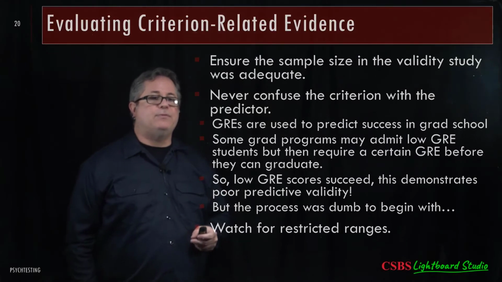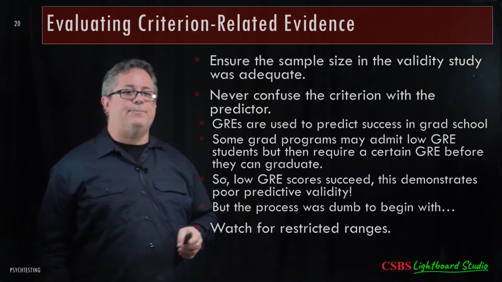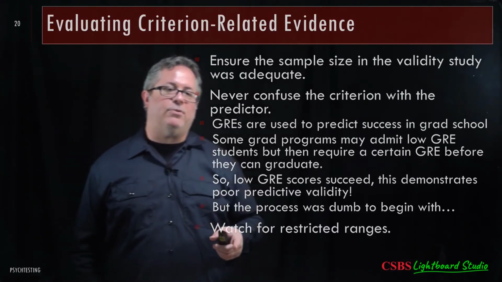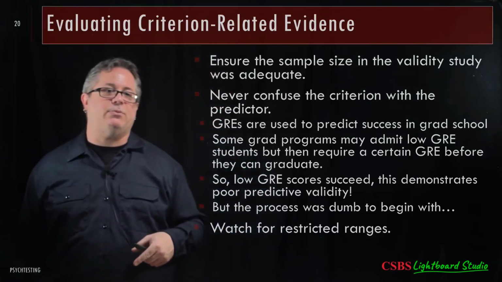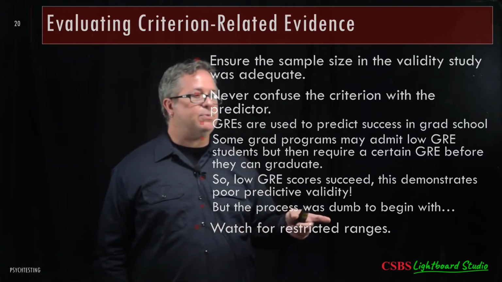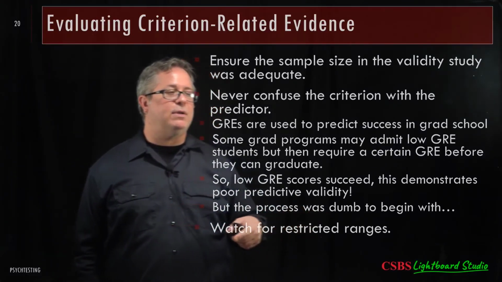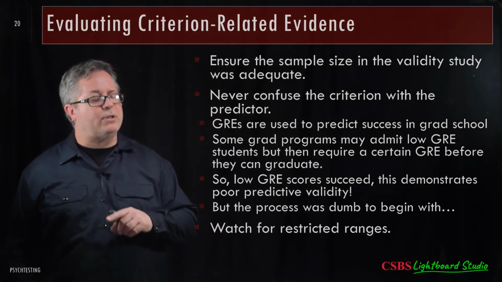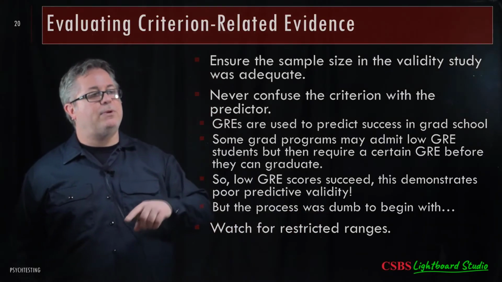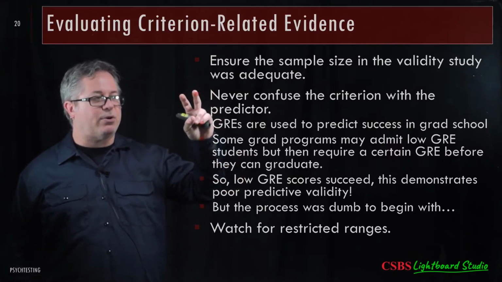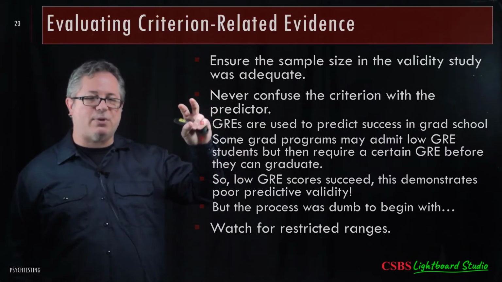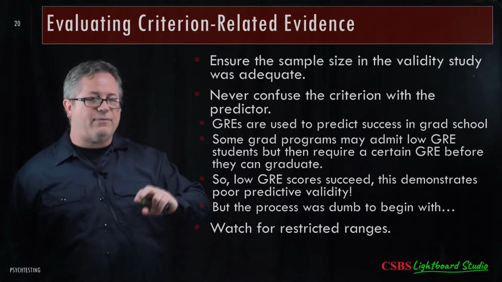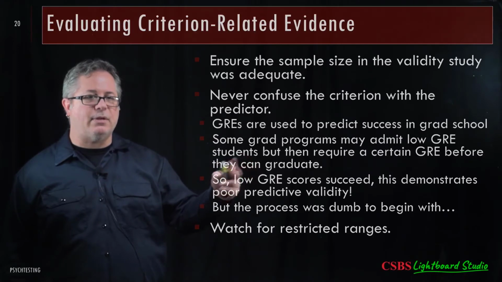And also, never confuse the criterion with the predictor. GREs are used to predict success in grad school. Some grad programs may admit low GRE students, but then require a certain GRE before they can graduate. Think about that for a second. We admit you with a low GRE score, but then before you can graduate, before our marker, our criterion of success, which is graduation from graduate school, you have to retake it and get out.